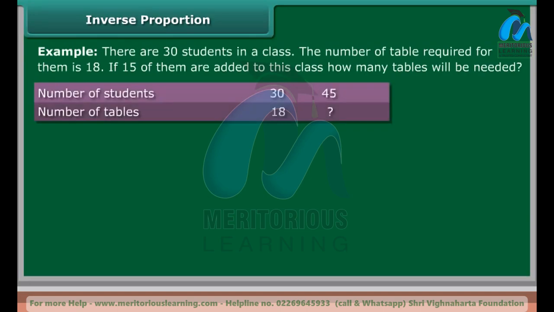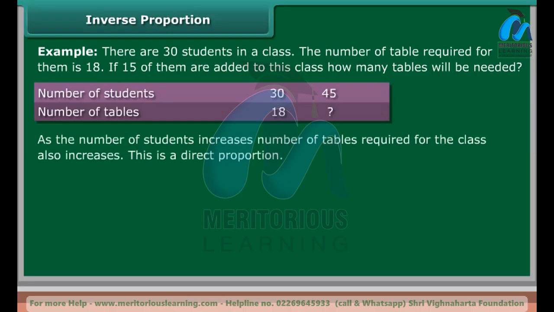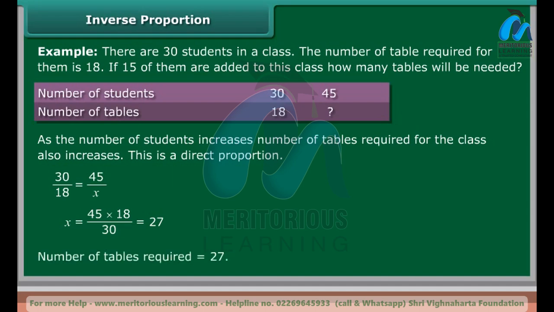Example: there are 30 students in a class. The number of tables required for them is 18. If 15 more students are added to this class, how many tables will be needed? As the number of students increases, the number of tables required for the class also increases. This is a direct proportion. 30 upon 18 is equal to 45 upon x. X is equal to 45 into 18 upon 30, which is equal to 27. Number of tables required is 27.